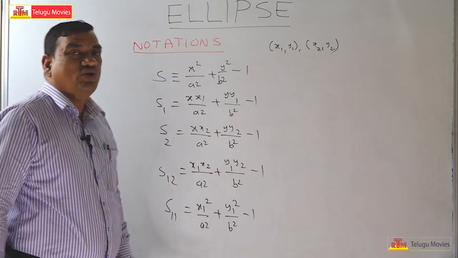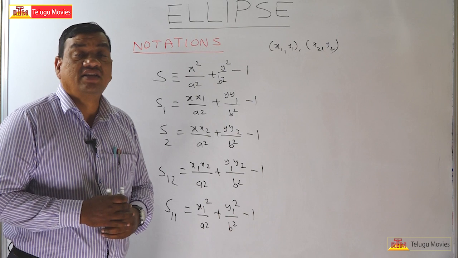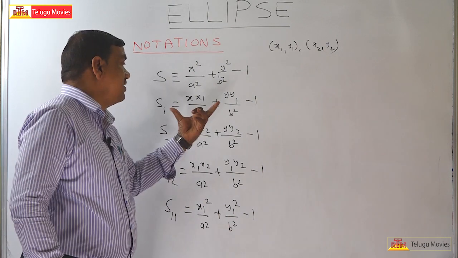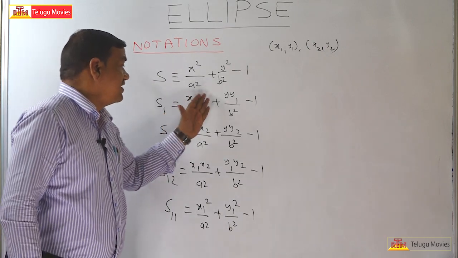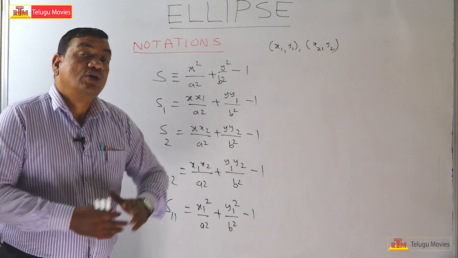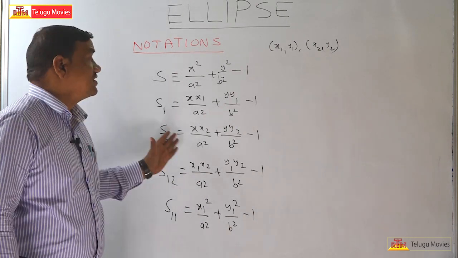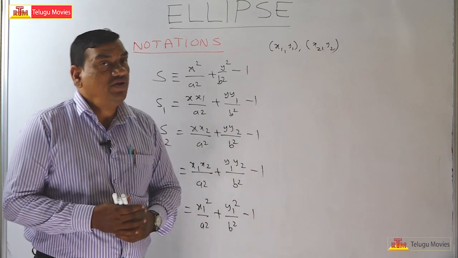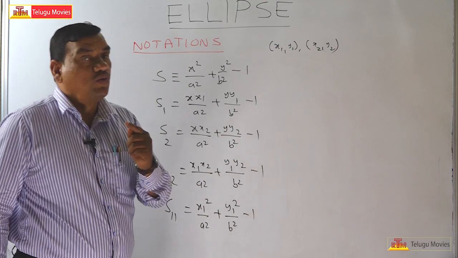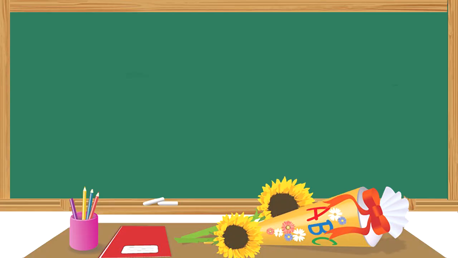It is just a notation to understand the concepts in a simple way. Wherever you get an expression x1 square by a square plus y1 square by b square minus 1 is equal to 0, instead of remembering such a long expression, if you simply remember S1 is equal to 0, that will be very easy. Now based on this concept, let us start one important concept.